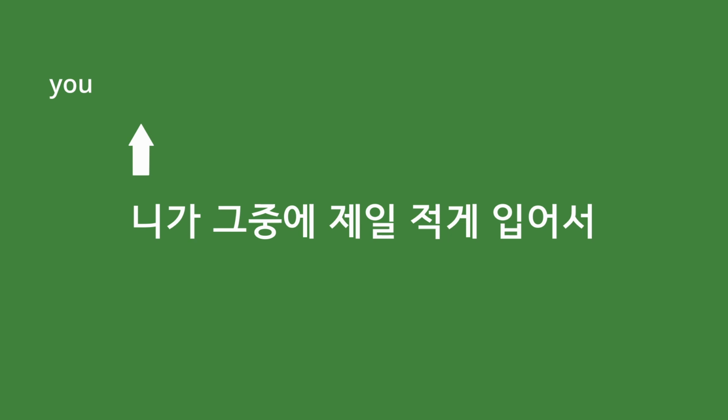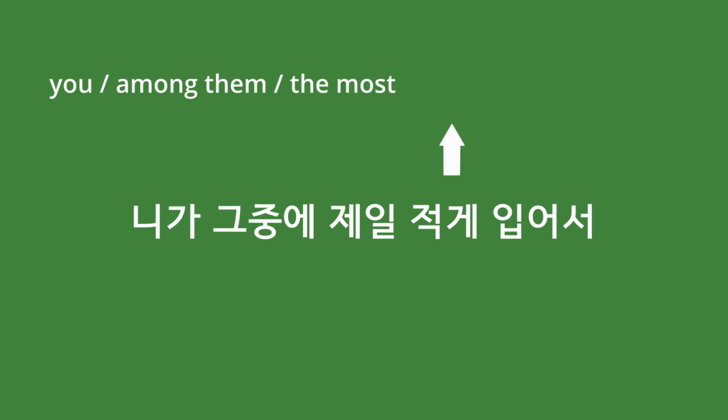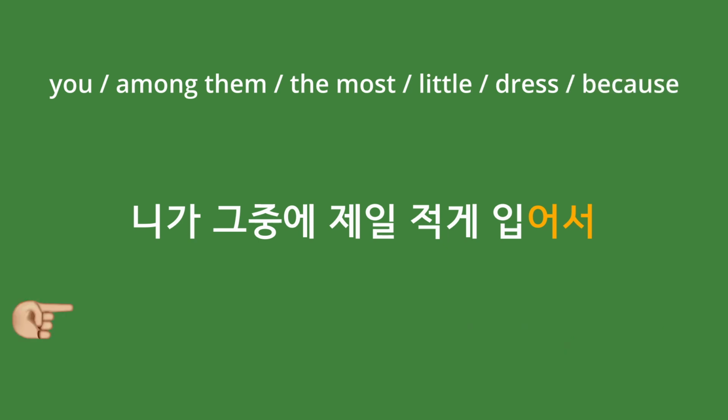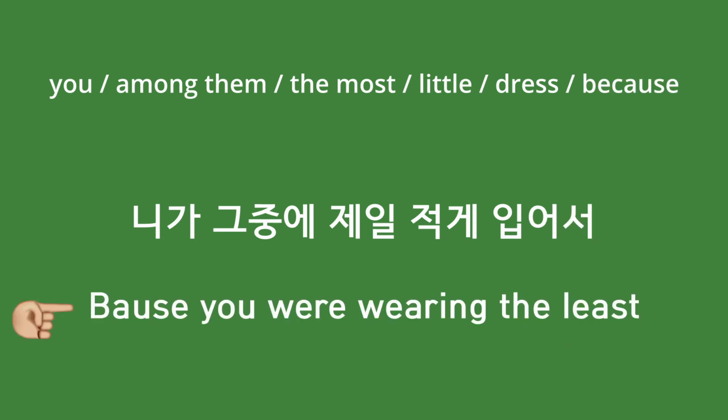니 means you. It's more informal than 너. 가 is the particle. 그중 means among them. 에 is a particle to indicate the range of choice. 제일 means the most. 적게 is the adverb of 적다 and means little. 입어서, the infinitive of 입어서 is 입다. 입다 means to dress. 어서 is added to the stem. 어서 in this case means because. In short, this sentence means because you are wearing the least.